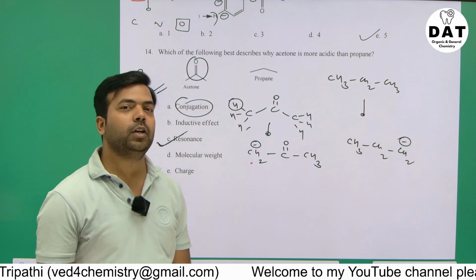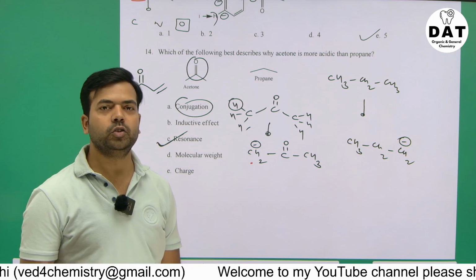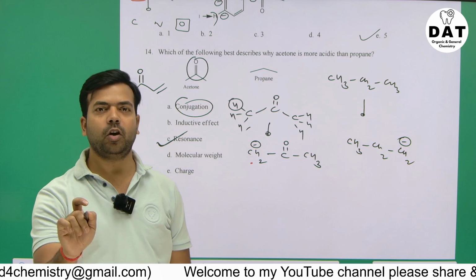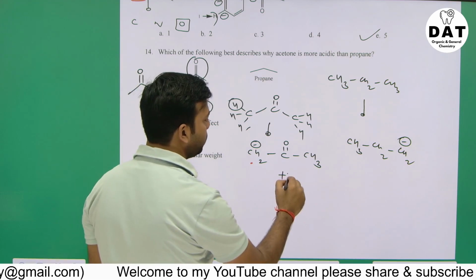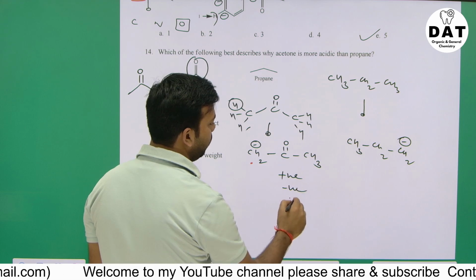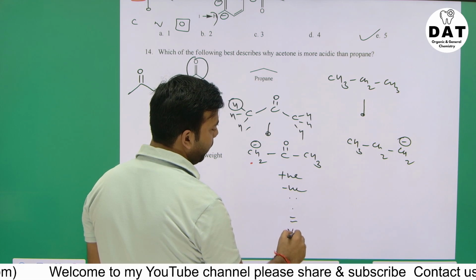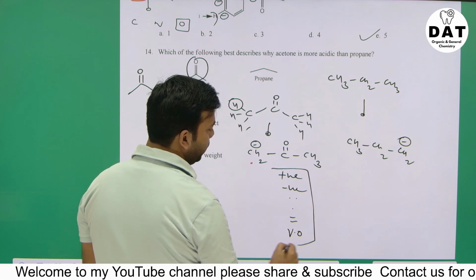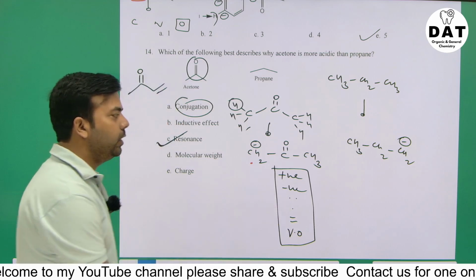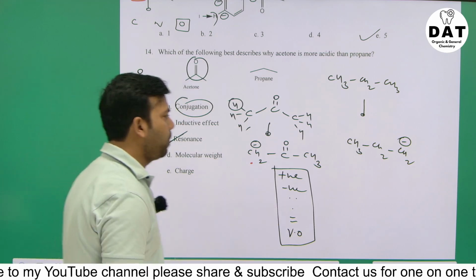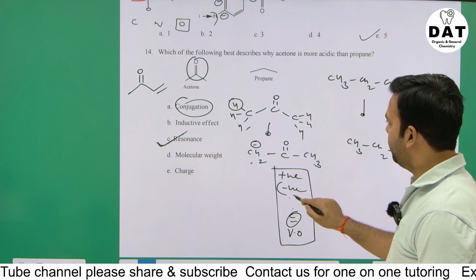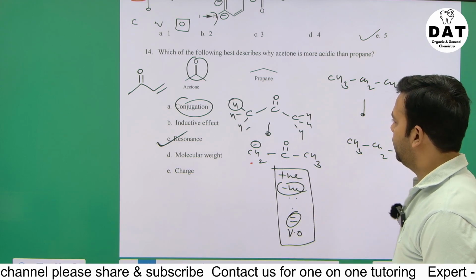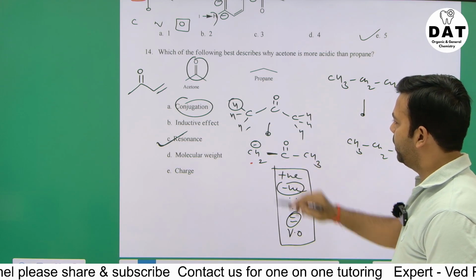Conjugation gives you resonance. Makes sense? What is conjugation? Alternate position of conjugate species. What is conjugate species? These are positive, negative, lone pair, radical, double bond and vacant orbital. When these species are in alternate, then you can say this is conjugation. Like here, my double bond and negative charge is in alternate. You can see just one single bond between them.